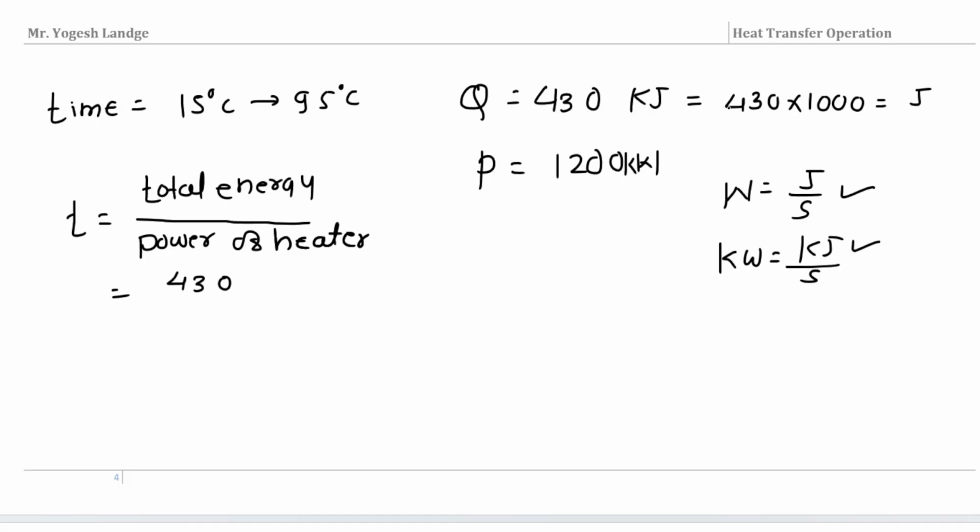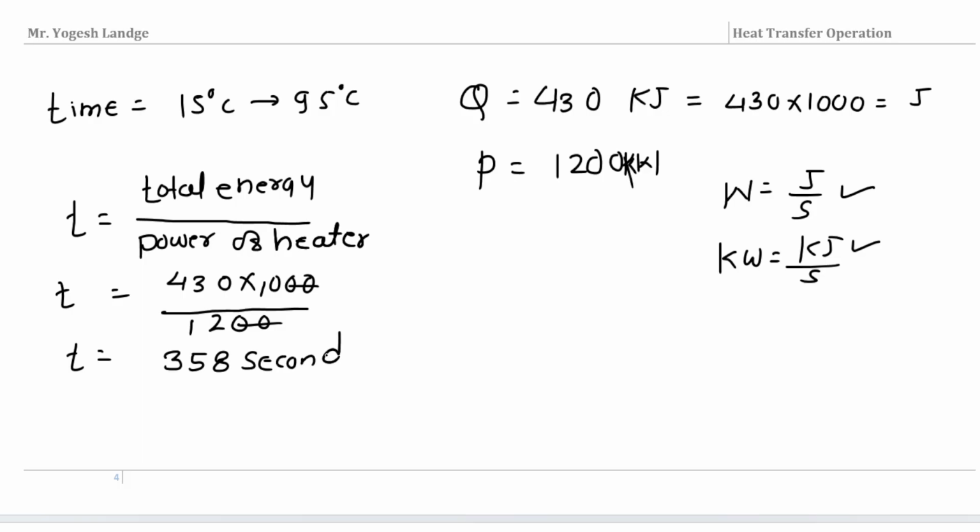So if we first convert this 430 kilojoule into joule, 430 multiplied by 1000, upon the power, which is in watt, 1200 watt. So this much is the time required to heat. If we cancel this part and do the calculations, we get this in seconds, which is around 358. So around 358 seconds, that would be the answer.